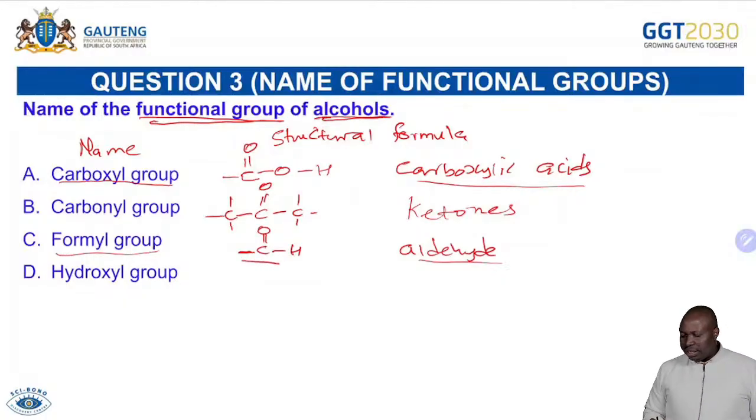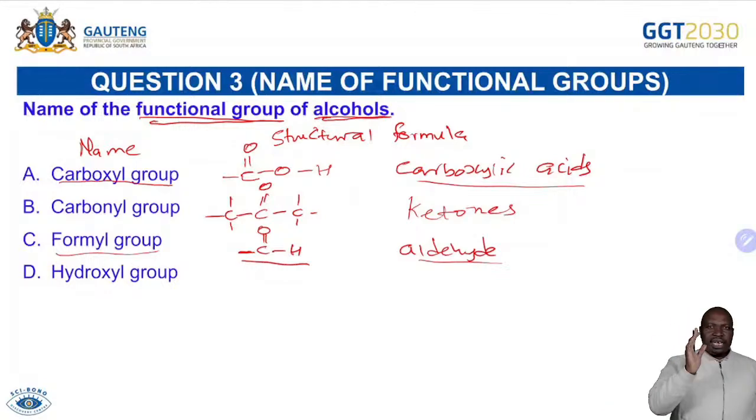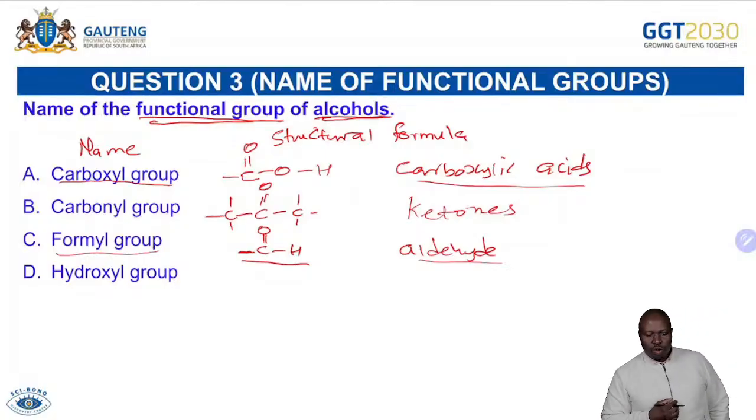And we are saying you will write it as C double bond O with an H, and always check the number of bonds. So the question can say, draw the structural formula of the functional group, or write the name of the functional group for aldehydes. Definitely you know how to go about it.